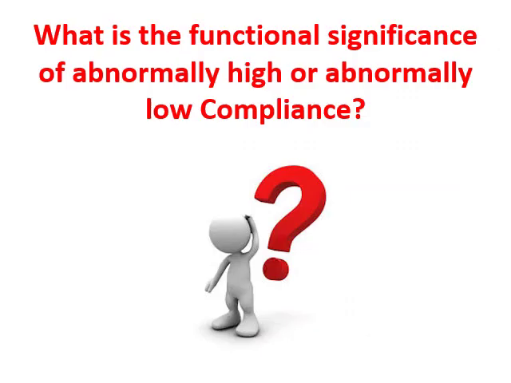Now coming to the important question. What is the functional significance of abnormally high or abnormally low compliance? Low compliance indicates a stiff lung, as in fibrosis, and it means extra work is required to bring in a normal volume of air, while a highly compliant lung indicates poor elastic recoil, such as in emphysema. In this case, the patient will have no problem inflating the lung, but have extreme difficulty exhaling air. And in this condition, extra work is required to get air out of the lung.